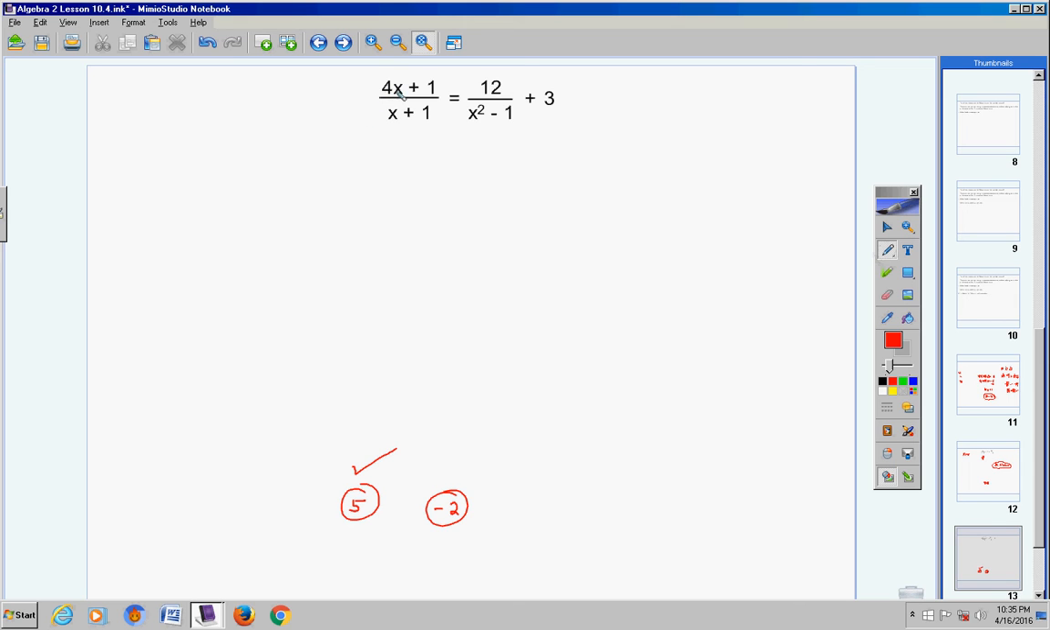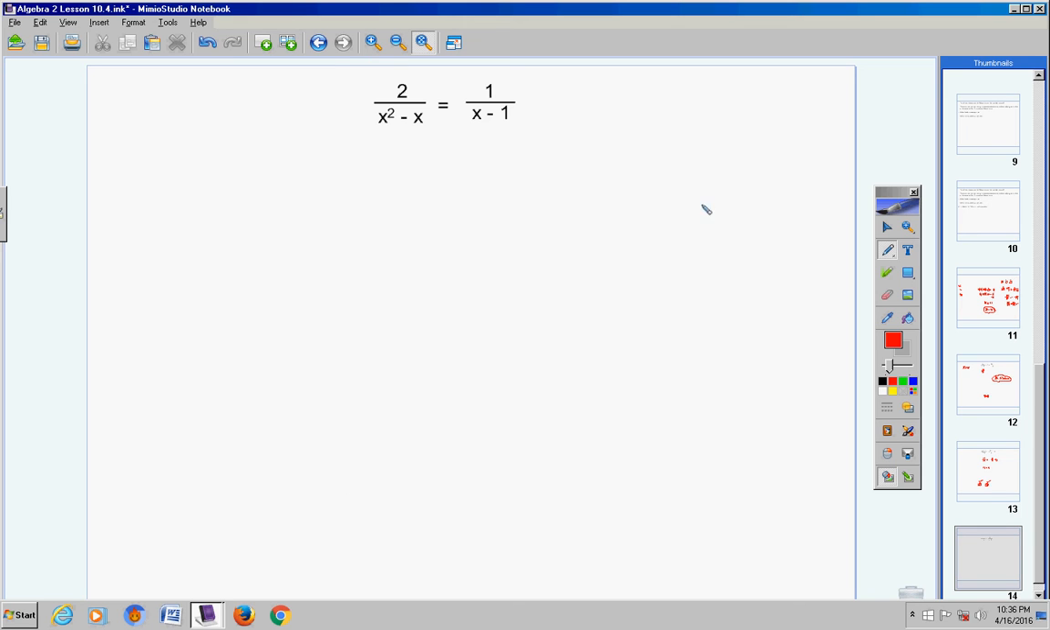Put a negative 2 here, that's negative 8 plus 1 is negative 7. Put a negative 2 here, that's negative 1, equals. Put a negative 2 here, negative 2 times negative 2 is 4 minus 1 is 3, plus 3. Alright, negative over a negative is a positive. 7 over 1 is 7. 12 divided by 3 is 4. And 4 plus 3 is 7. Checks. So both answers work. You've got to check your answers, okay, guys? Alright, one more. And then we'll go from there, okay?